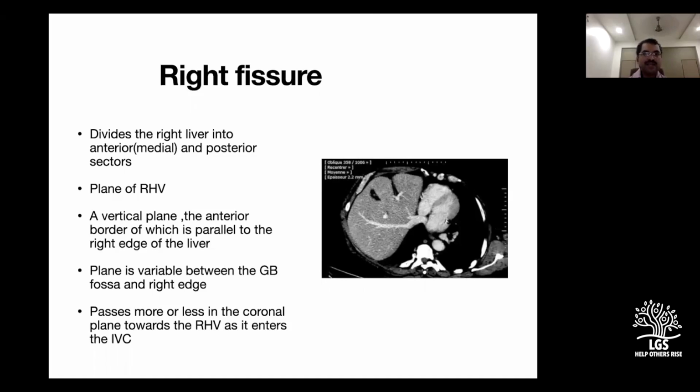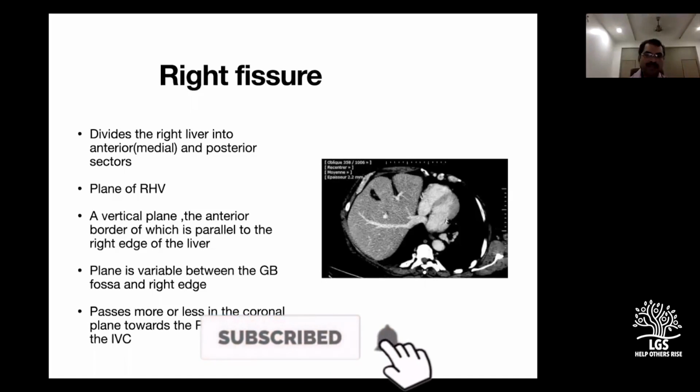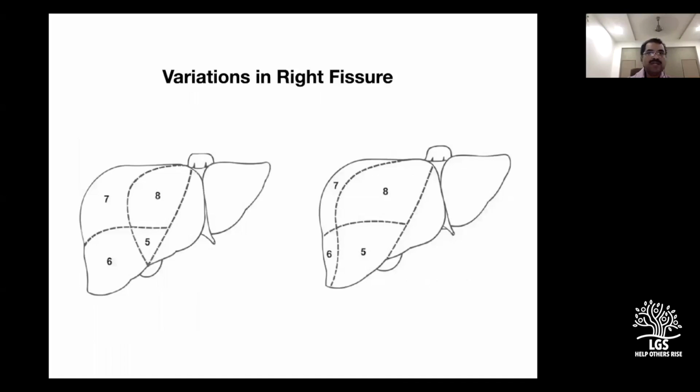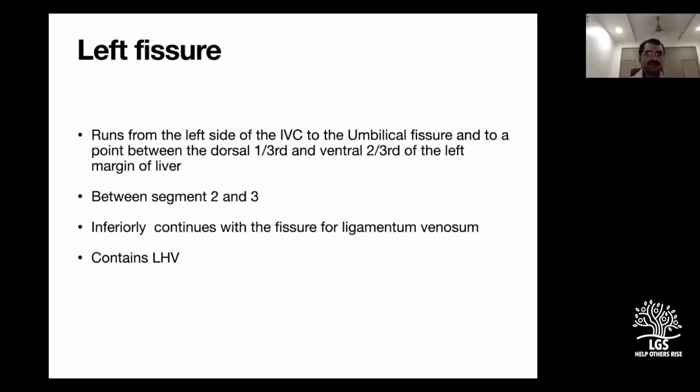It is actually a vertical plane, the anterior border of which is parallel to the right edge of the liver, and the plane is variable between the GB fossa and the right edge. It can actually move either towards the main portal fissure or away from it. Depending upon that, you can have the size of segment 5 varying. When the right fissure moves towards the Cantlie's line, segment 5 will be a smaller one.